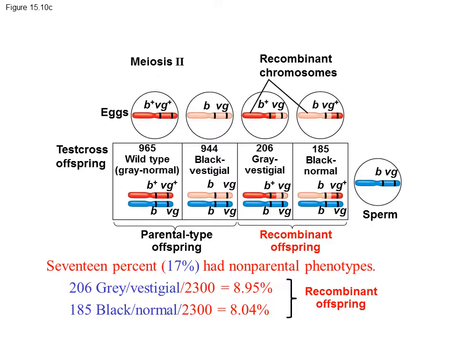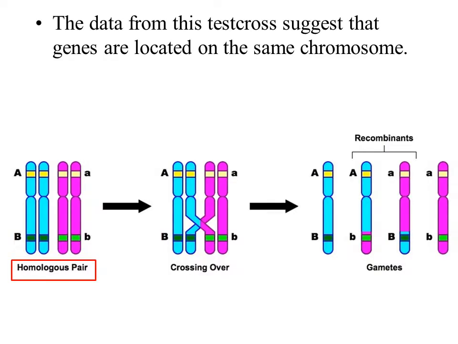We have 206 gray vestigial and 185 black normal. These two types do not look like either of the parents, so they are called recombinant offsprings. So 17% resembles recombinant offsprings. The data from this test cross suggests that genes are located on the same chromosome.